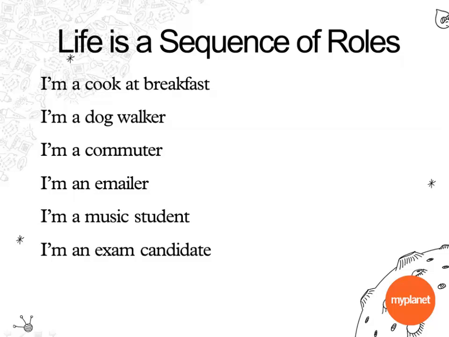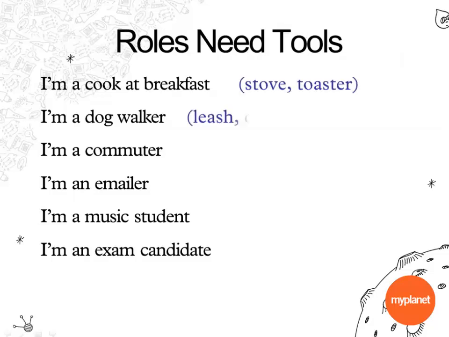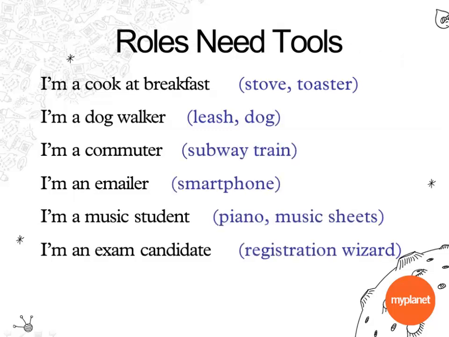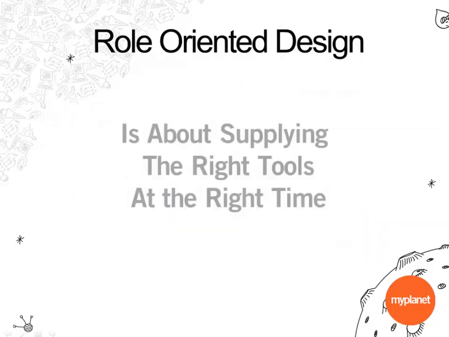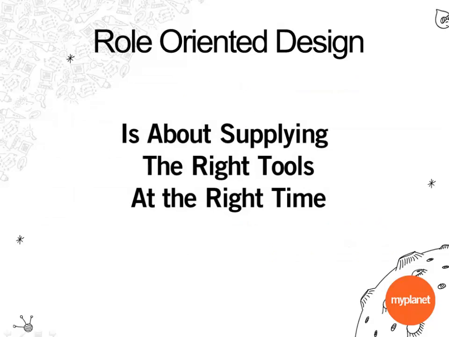So in order to fulfill roles like this, we also need tools. The kind of tools we need to cook breakfast, we might need a stove and a toaster. To walk a dog, we might need a leash and a dog. To be a commuter, we need something like a subway train. So all of these things are outside things that we need to carry out those roles. So the objective and the capability of role-oriented design is to supply the right tools at the right time.